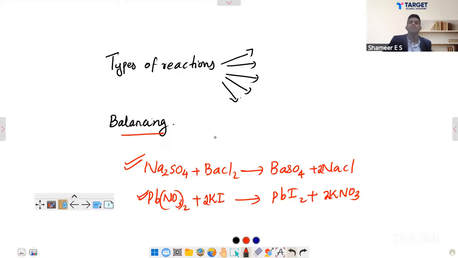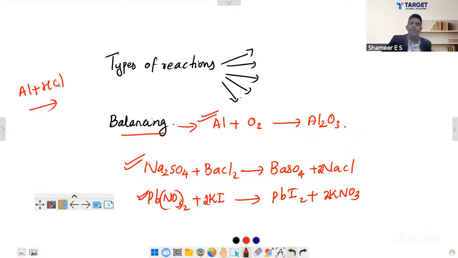And the balancing of the reaction. Which balancing is exactly important? If you check the previous year question papers, they regularly take questions including aluminium. Considering aluminium plus oxygen, you will get Al2O3. You can see the same one in many question papers. And aluminium plus HCl gives AlCl3 plus H2. This one is highly important.